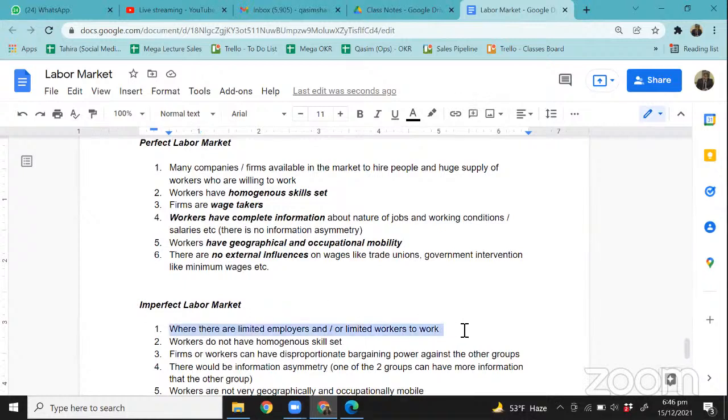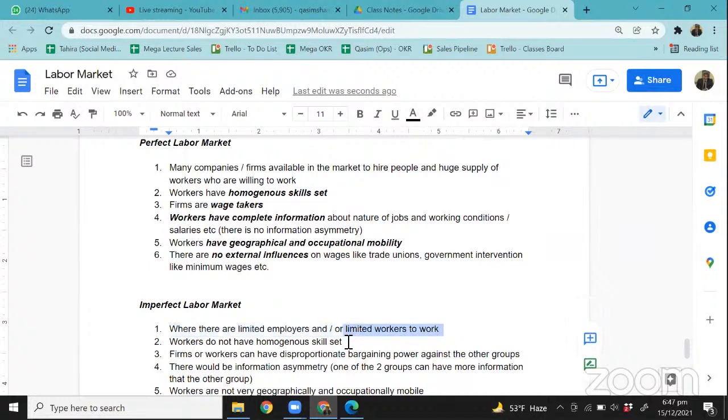Now think about this. Firstly, there are a limited number of employers or limited workers to work. There could be scenarios in real life where there are few firms hiring a certain type of occupation, a certain type of people. Why? Because those companies are generally limited. I gave you the example of nuclear scientists. Who will hire nuclear scientists? Either some research centers researching nuclear physics, or any nuclear power plant which wants to make nuclear energy, or perhaps atomic energy organizations making nuclear weapons, stuff like that. But it will always be very limited. In some countries, there might not be any organization looking to hire nuclear scientists. So that's one possible example.